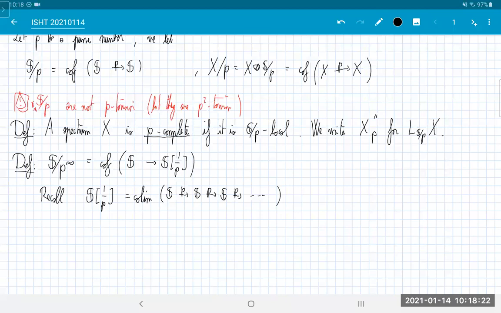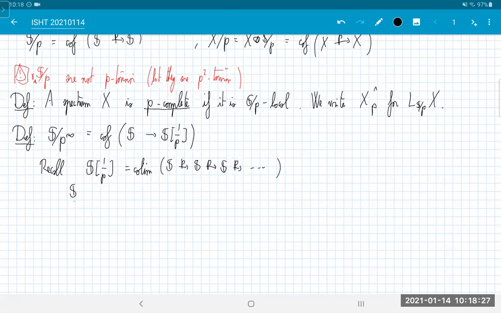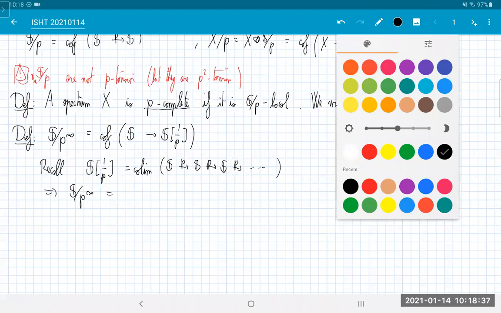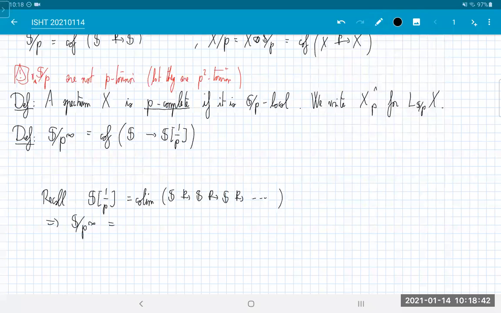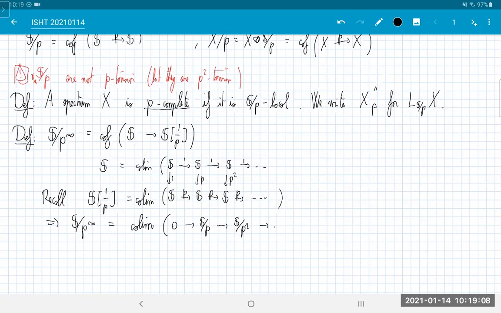And so this cofiber is S mod p infinity, where we can take the cofiber. This map from S, you can think of it as the colimit of the identity. That's a very silly way of thinking about it, but it allows us to write this commutative diagram. So we can take the cofiber pointwise, and we see that S mod p infinity is the colimit of this guy with the maps multiplication by p.